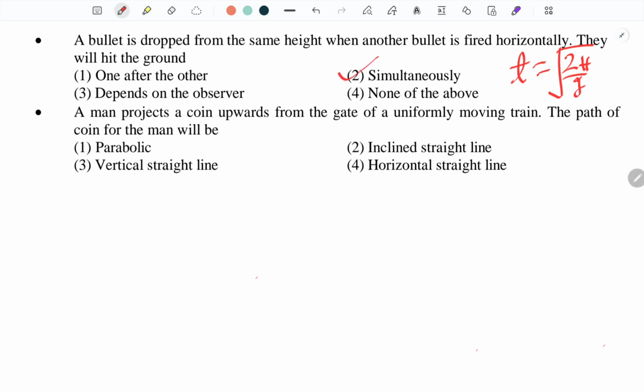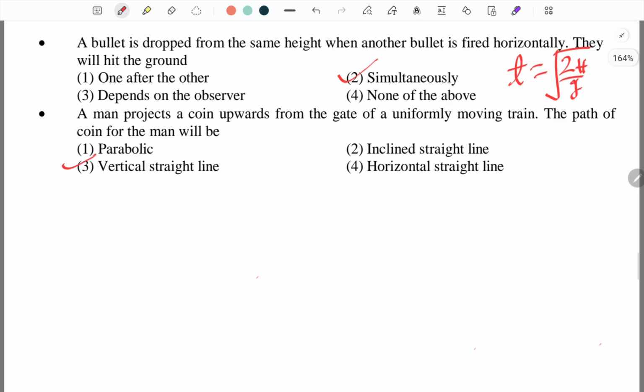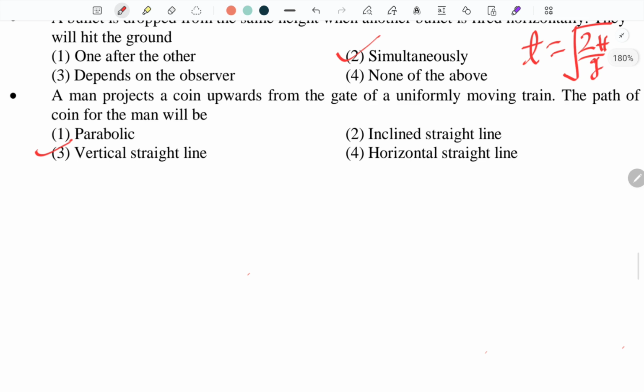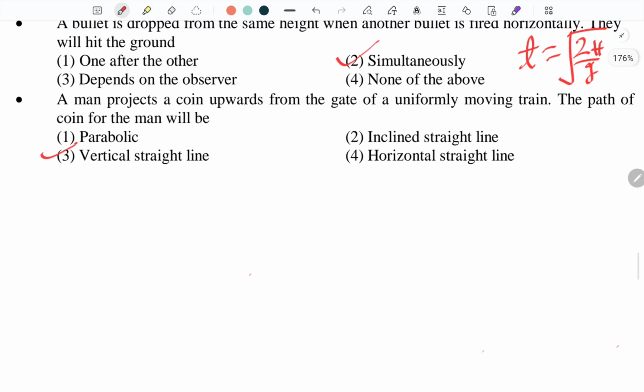A man projects a coin upward from the gate of a uniformly moving train. The path of the coin for the man will be, obviously it will be what? A straight line. Here he has given inclined straight line, vertical straight line, horizontal straight line. So it's a vertical straight line. The man is projecting the coin upwards, so it takes a vertical straight line motion.